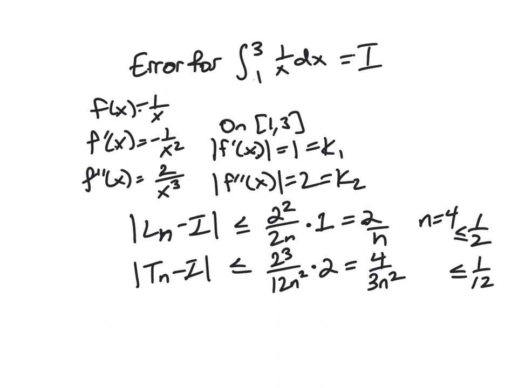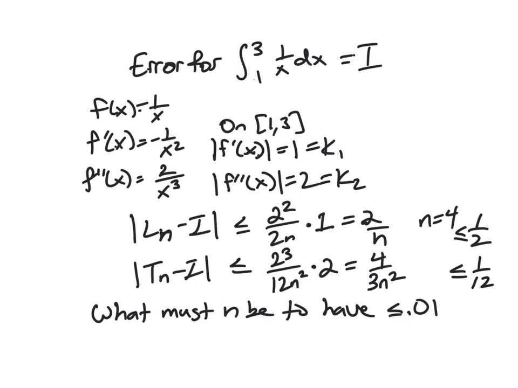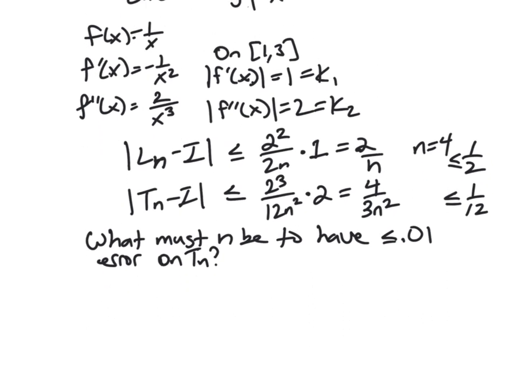So then some question you might have is, okay, I want to bound my error at this much. Like I want no more than 1/100th off. So how many trapezoids would you need, or what must your n be to have less than or equal to 0.01 error on Tn? So in that case, what would you do? Well, you know your error in general is 4 over 3n squared, and you want this error to be less than or equal to 0.01, or 1/100th.